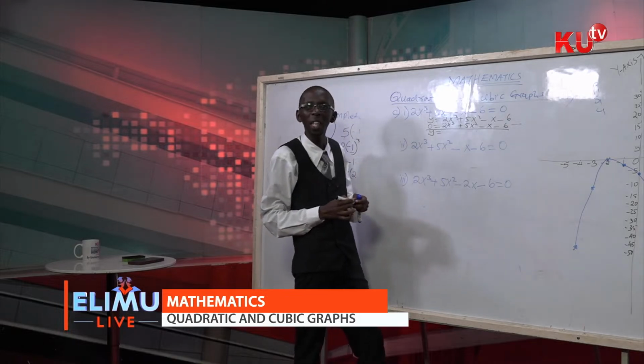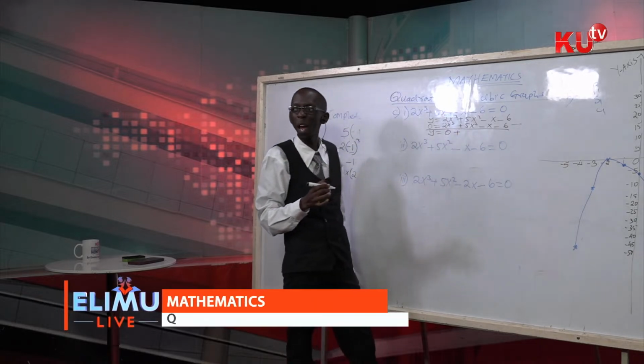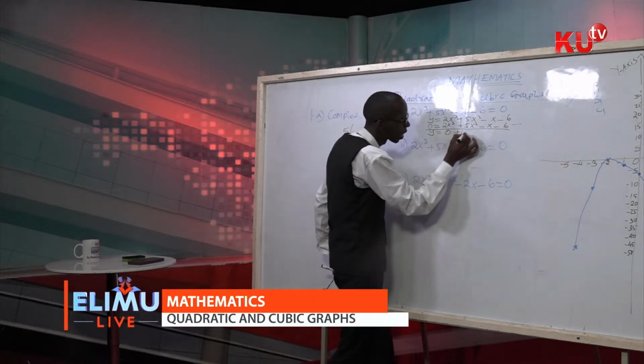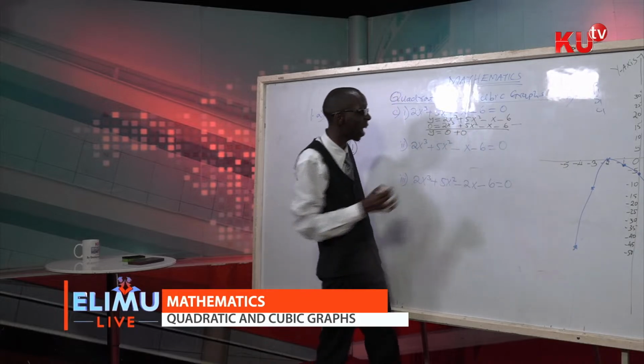Y minus 0 is y. 2x cubed minus 2x cubed is 0. 5x squared minus 5x squared is 0.